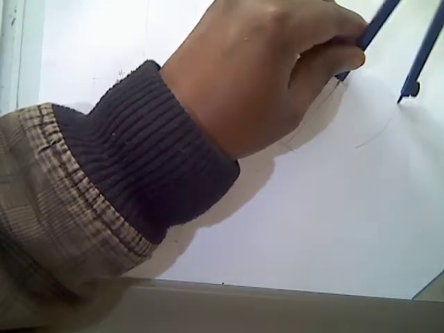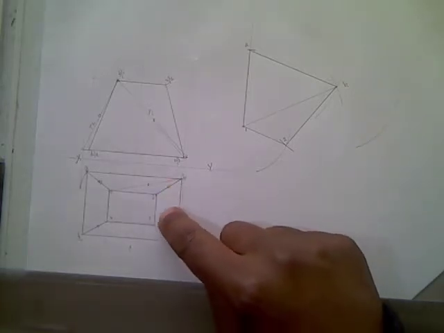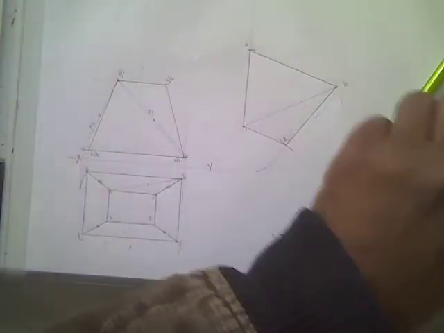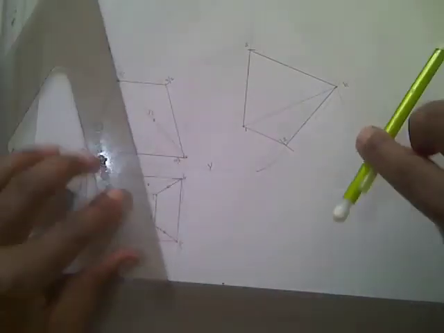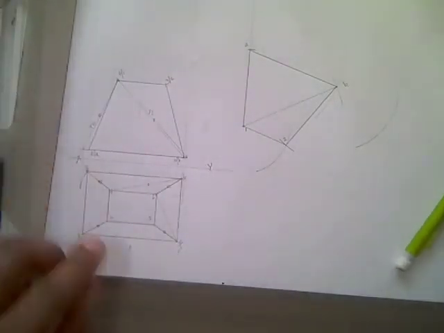BC, it is the true length. There is C somewhere here. Now I must move from 2 to C. I must link with 2. I will make my construction. Here is my construction.